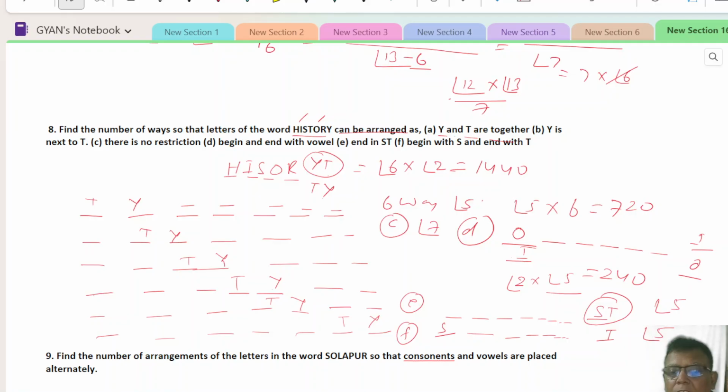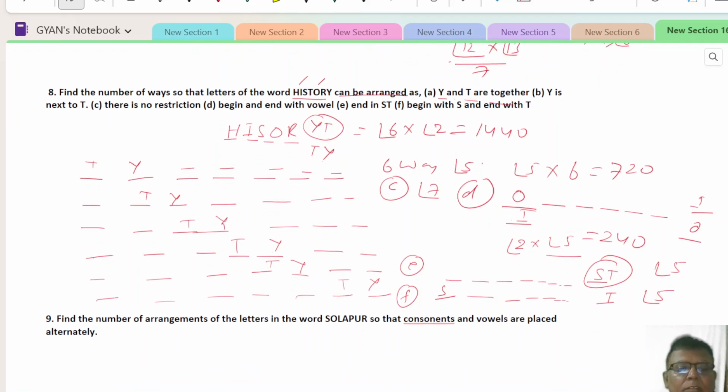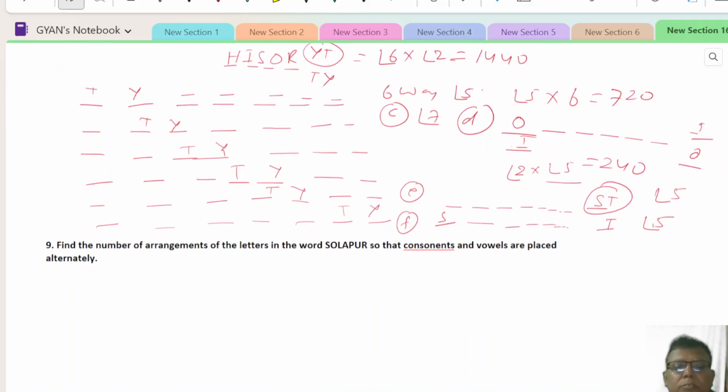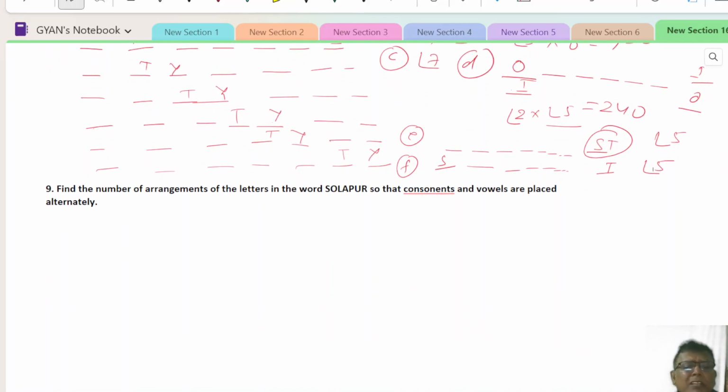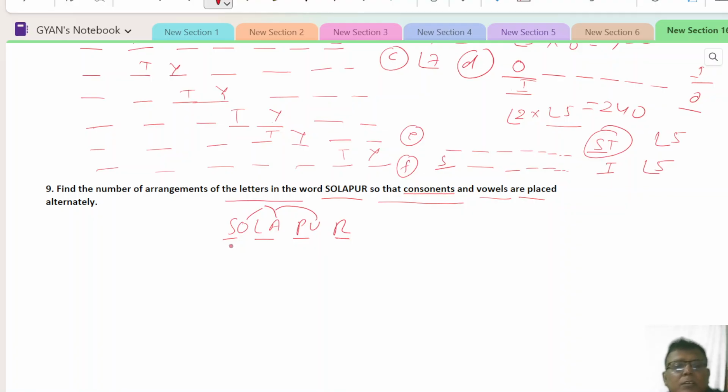Now come to question number 9. Find the number of arrangements of letters in the word Solapur so that vowels are placed alternately. So how many vowels are there in Solapur? Three vowels are there and four consonants are there. So it should come alternately.